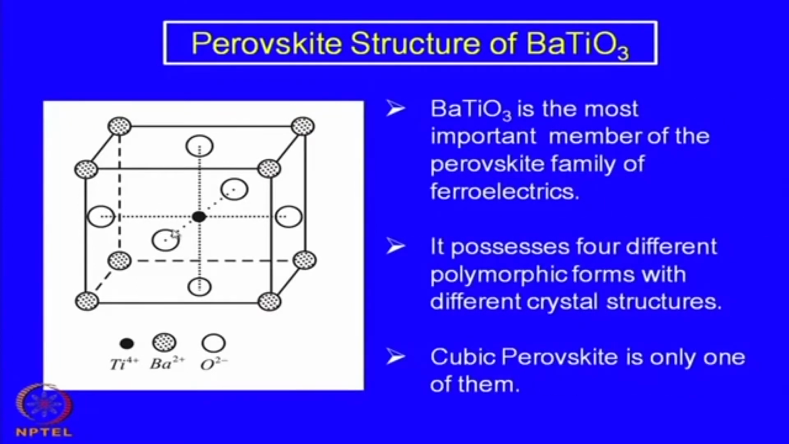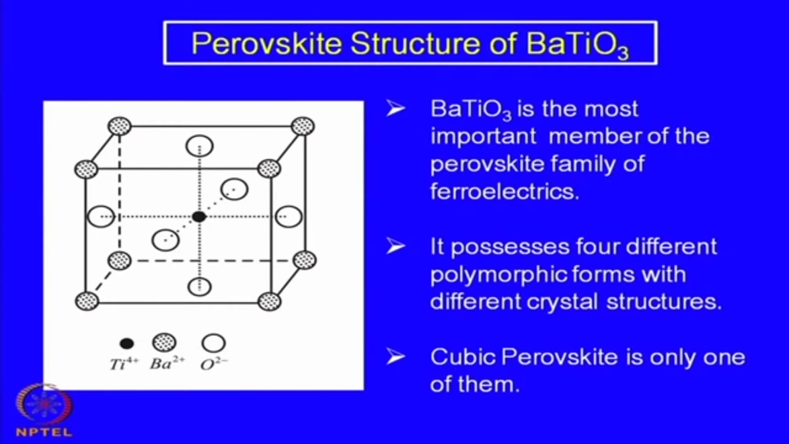If you look at some of the characteristics of barium titanate structure, as had been mentioned, barium titanate is the most important member of the perovskite family of the ferroelectrics. Whenever you talk about ferroelectric ceramics, we do talk about barium titanate, and that becomes a representative compound to discuss all the different properties of ferroelectric ceramics.